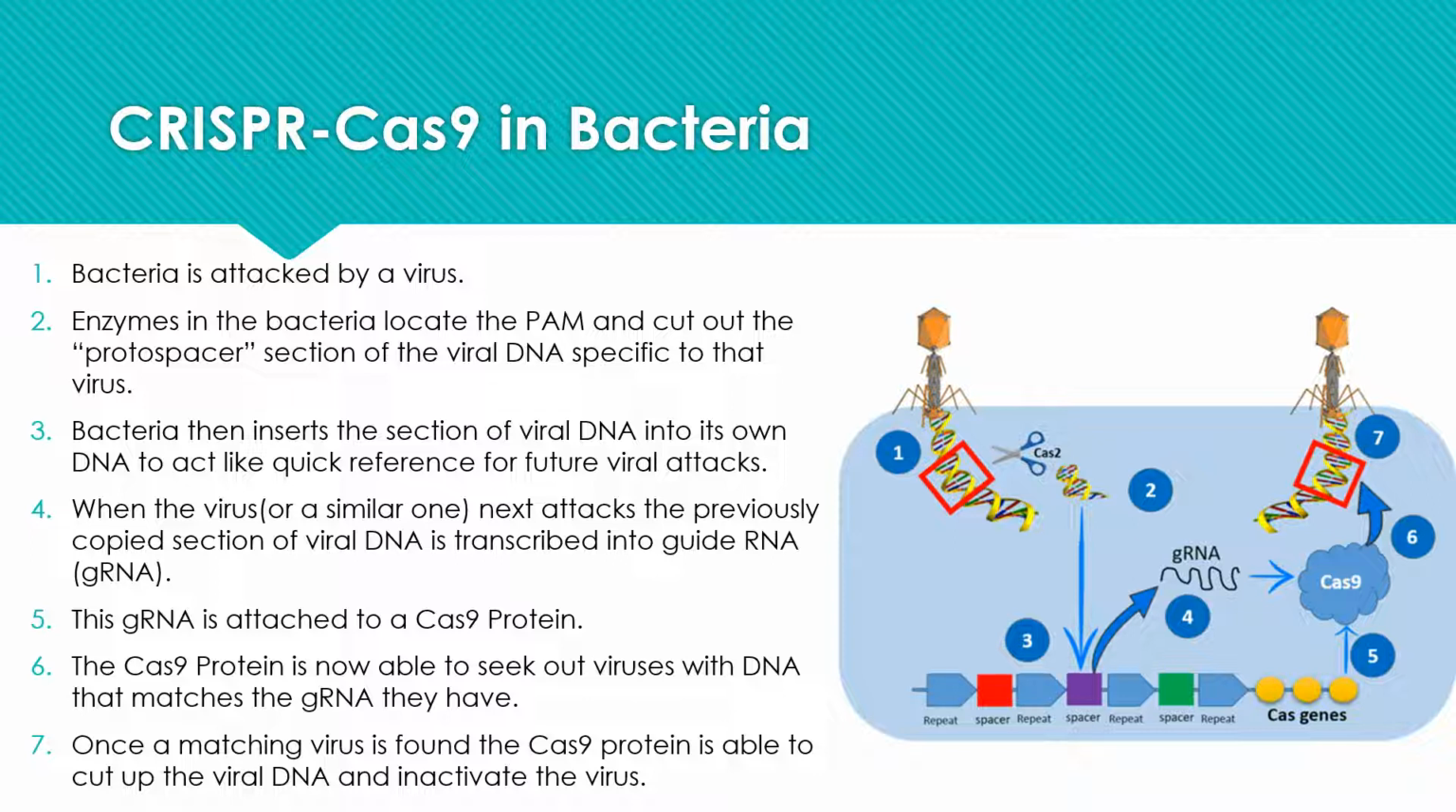And the gRNA kind of acts like a heat-seeking missile for matching DNA. And so the gRNA is able to guide the Cas9 protein to this new invading virus. And so the Cas9 protein can seek out those similar viruses because they'll have DNA that matches the gRNA that the Cas9 protein has. And so once the Cas9 protein is able to find a matching virus thanks to the gRNA, the Cas9 protein can then cut up the viral DNA that's being inserted as the virus is attacking and essentially inactivate that virus. So this is a step-by-step of how the CRISPR Cas9 system works in bacteria.